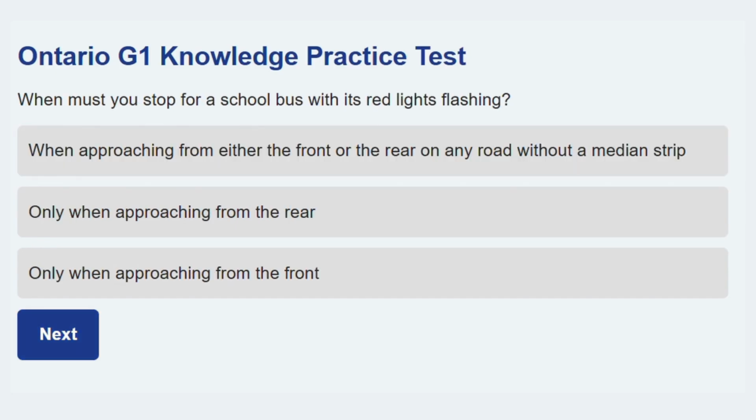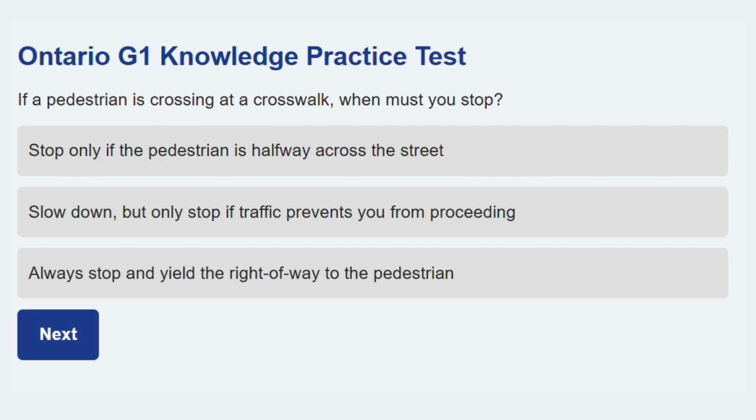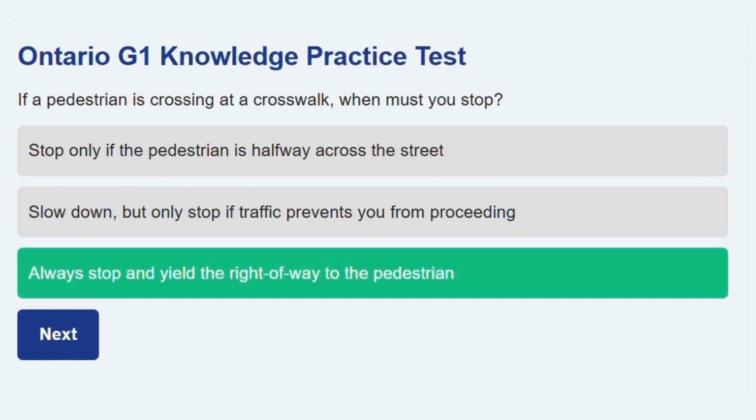Moving on. When must you stop for a school bus with its red lights flashing? When approaching from either the front or the rear on any road without a median strip. All traffic must stop regardless of the direction of travel unless there is a physical barrier, median, separating the lanes. Time for the next question. If a pedestrian is crossing at a crosswalk, when must you stop? Always stop and yield the right of way to the pedestrian. Drivers must yield the entire width of the roadway to pedestrians at crosswalks.